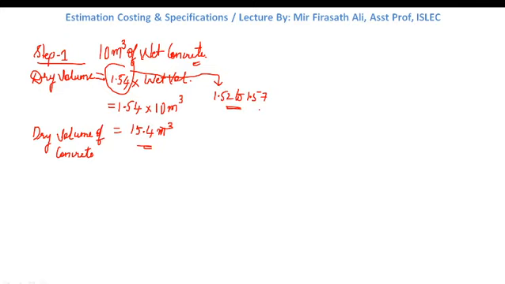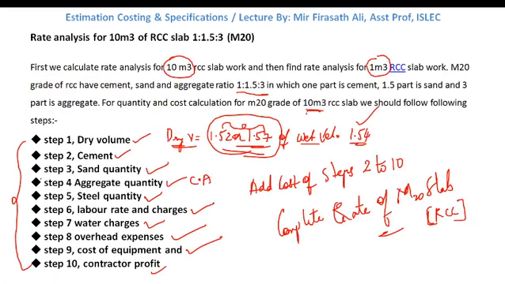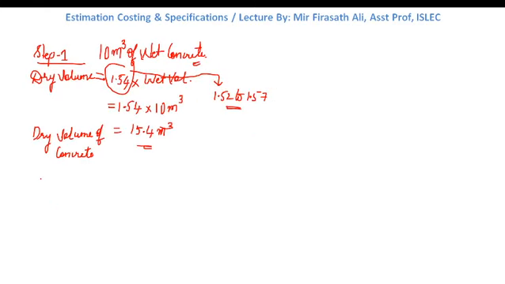So step 2. First, what have we got? We have got the dry volume. Now next is step 2. What is our step 2? To calculate the cement quantity and cost.